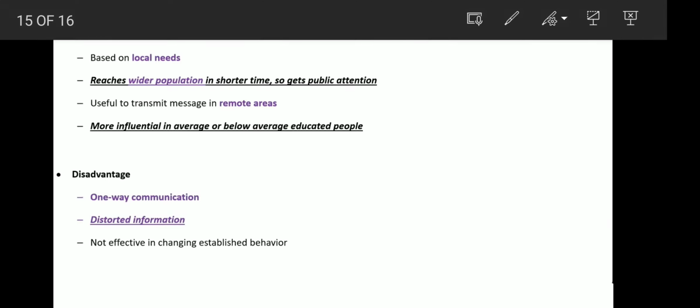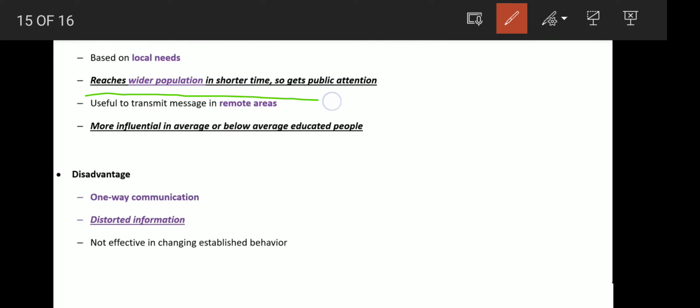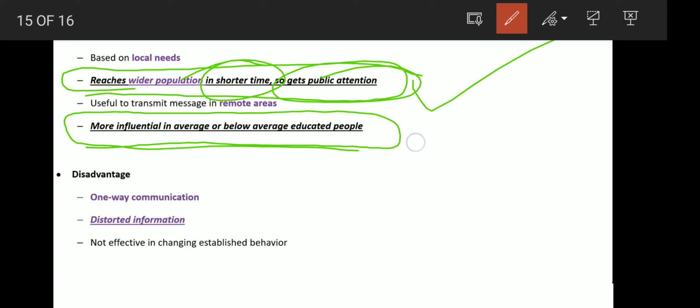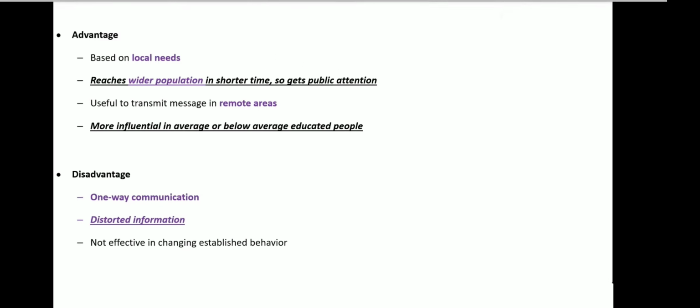So this was about the advantages and disadvantages of the communication. For mass media communication, there are MCQs which have been asked. What is the advantage? It reaches the wider population in short time, so it gets a lot of public attention. It is more influential in average and below average educated people. And the disadvantage is that distorted information and one way communication is observed. So this was all about the methods of communication.